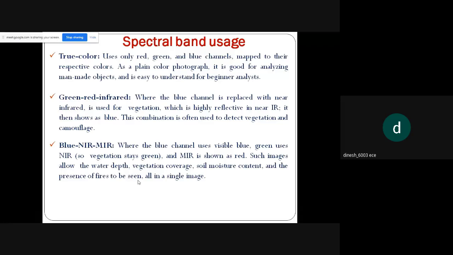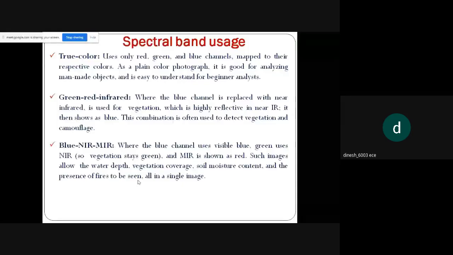As you can see, it is the true color, which uses only red, green, and blue channels, mapping to their respective colors. Then we have the green, red, infrared band usage, where the blue channel is replaced with near infrared and is used for vegetation. Then blue, near infrared, and middle infrared, where the blue channel uses visible blue, green uses near infrared, so vegetation stays green, and middle infrared is shown as red, which is used for water depth and vegetation coverage.